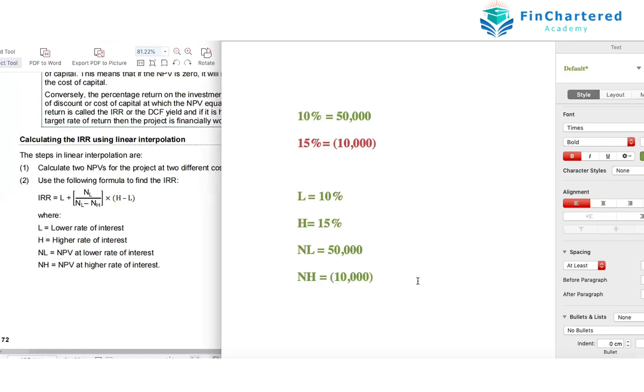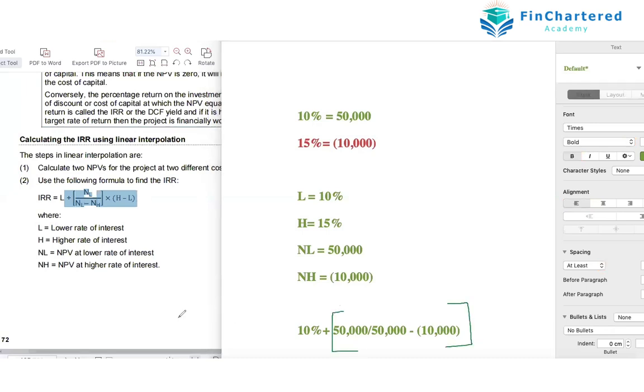So substitute this information into this formula, right? Which is going to be L, that is 10%, plus NL. NL is 50,000. So 10% plus 50,000 divided by NL minus NH, 50,000 minus 10,000, into H minus L. Okay, anyway, I'll draw it and show it. H is how much? 15% minus 10%.